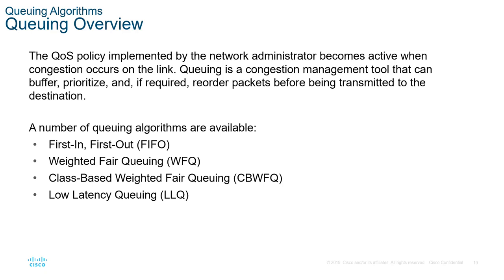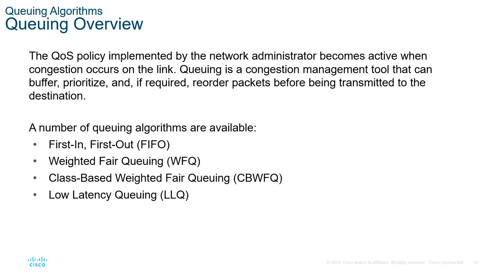So essentially what ends up happening is when we have a QoS policy, it will be implemented when an actual network admin decides to implement it. However, it may not always be active. It becomes active when there's congestion occurring on the link. And so the queuing is going to be a congestion management tool that can be set with certain criteria, things like buffer prioritization and reordering of packets if necessary. So again, the admin sets up the policy, but the device determines when it's going to be active or not.